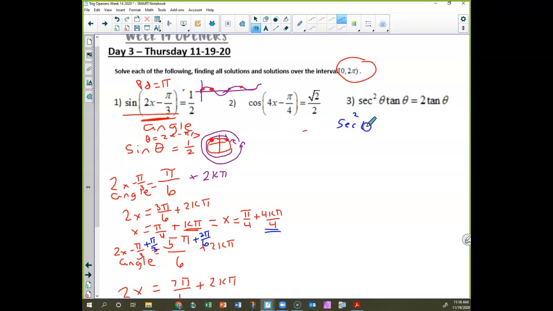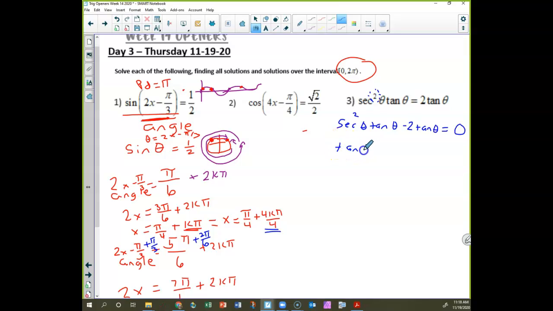Secant squared theta, tangent theta, minus 2 tangent theta is equal to 0. Now, while it's not always that when I solve a trig equation I want it equal to 0, when I see squares, the first thing I'm going to try is, this looks like a quadratic. And my favorite way to solve a quadratic is to factor. Well, I can factor that.